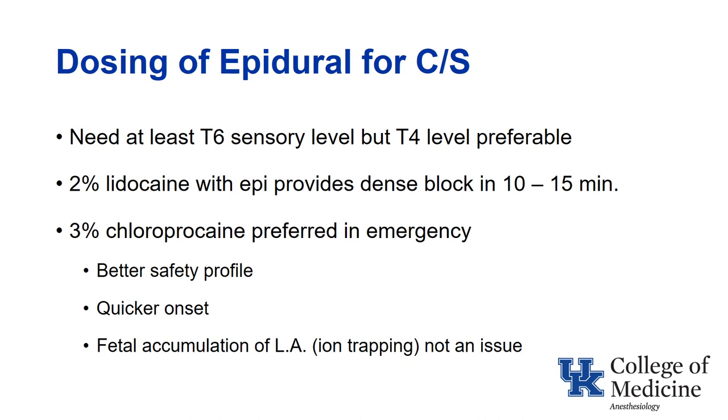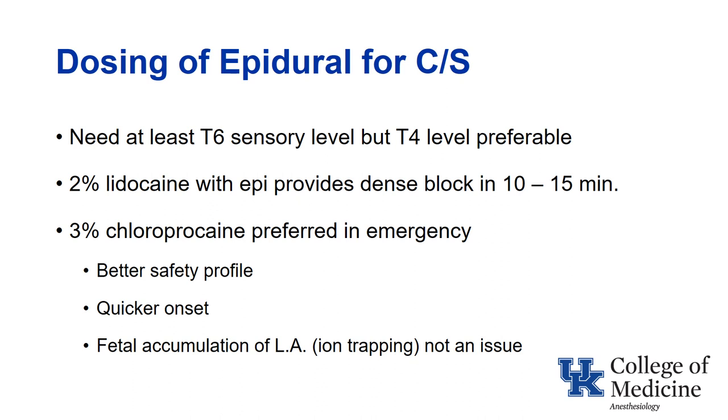So if you're going to use an epidural, how do you dose that epidural for C-section? Well, to have adequate anesthesia, you're going to need at least a T6 sensory level bilaterally and preferably a level as high as T4 for the patient to be most comfortable. Most commonly, we use 2% lidocaine with epinephrine, anywhere usually from 15 to 20 milliliters, and this will give you a nice dense block within usually 10 to 15 minutes.